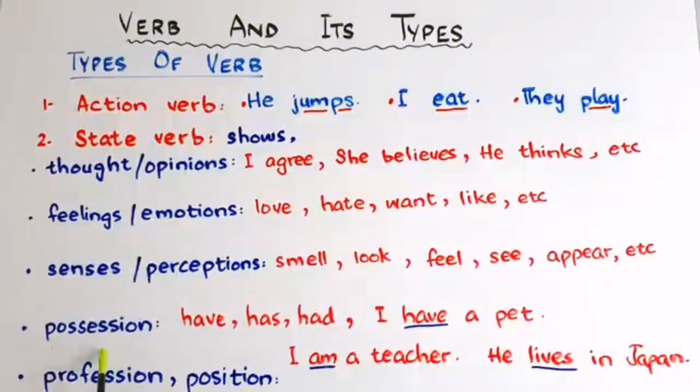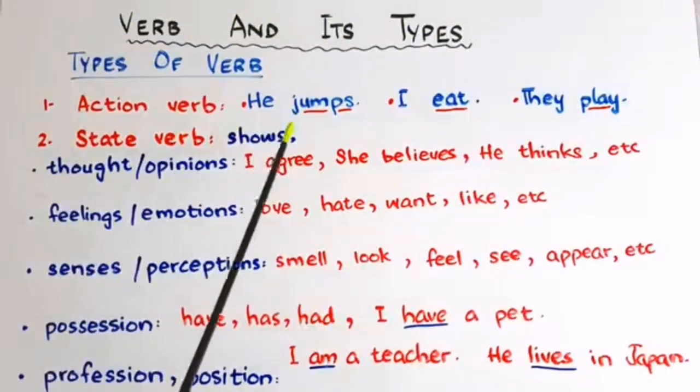Then we have possessions. To show possessions, again, we cannot use any action verb. We need some state verb, that is have, has, or had. For the present tense, we use has and have according to the subject. With third person singular, use has, and with all other subjects, use have. Like I have a pet, she has a pet, he has a pet, we had a pet. Okay, if we are talking about the past, we need to use had.